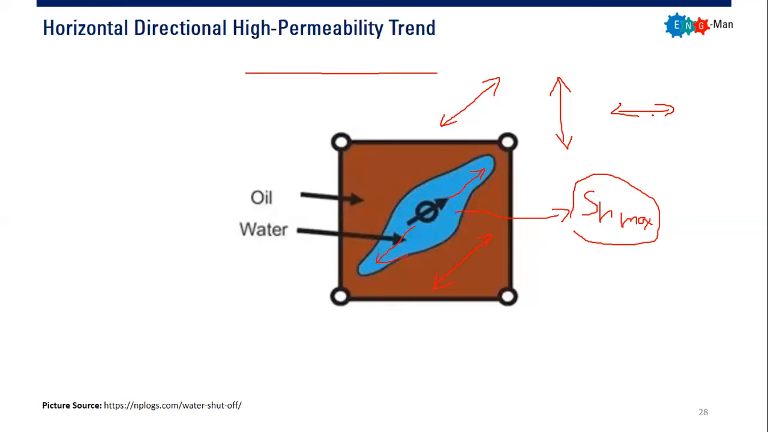Okay, so that's it. For example, if you have high permeability trend in this direction, then you need to arrange the position of your injectors in such a way that it will avoid the fast water breakthrough. Like in this case, the position of this injector is not very good. It will be much more effective if you drill your injector there. Okay, so that's the second problem, horizontal directional high permeability trend.